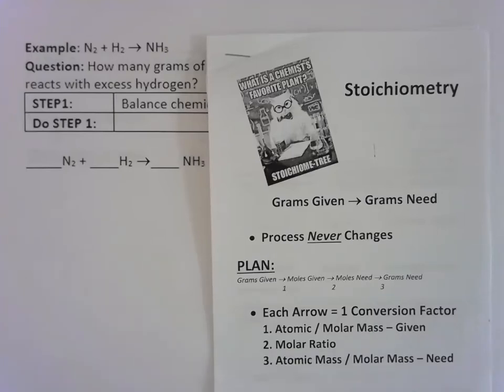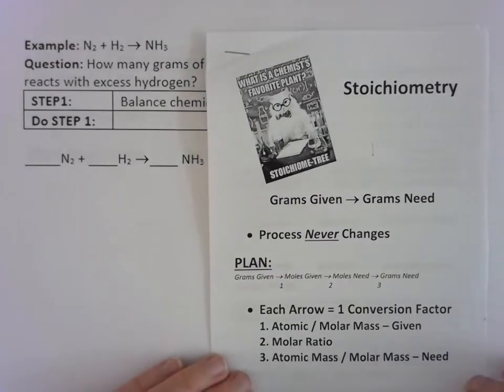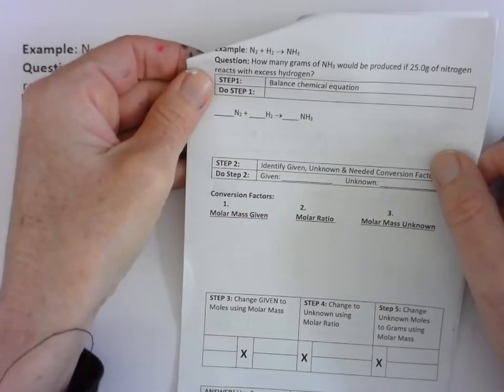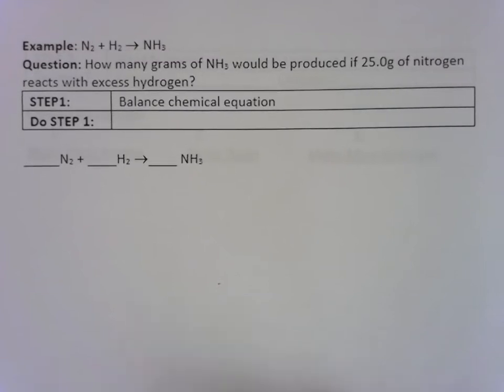We're going to do one more example for gram to gram stoichiometry. We're going to do example number 2. It's on this page right here, and I've got it blown up right here. The example has the reaction N2 plus H2 makes NH3, where nitrogen and hydrogen yield ammonia, or nitrogen trihydride.